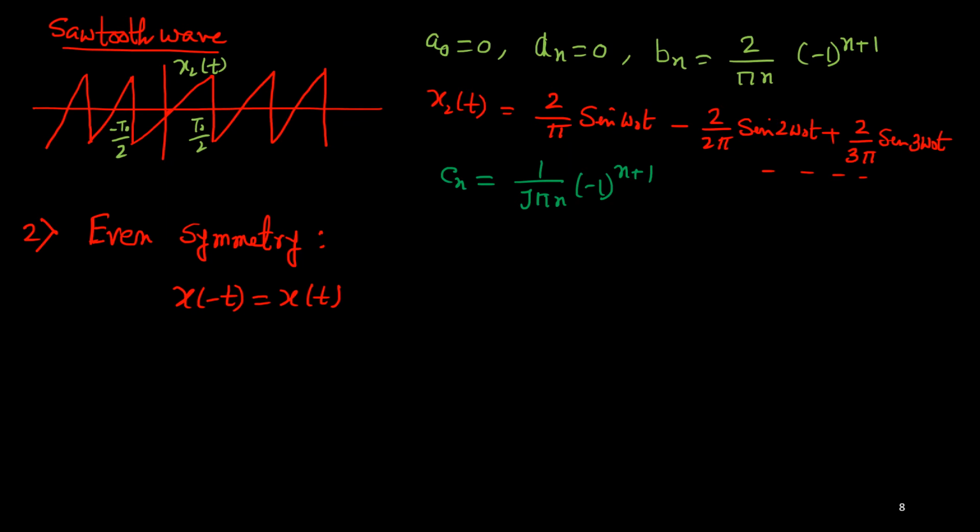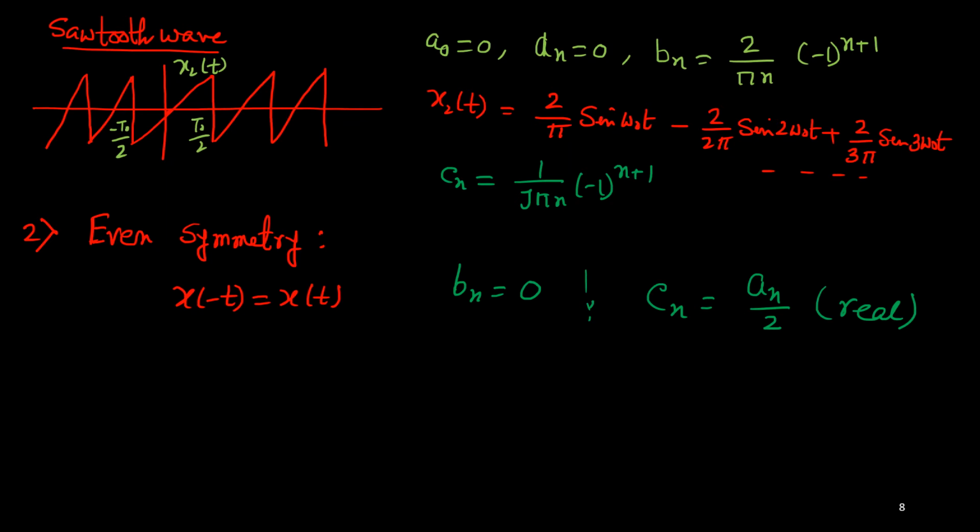So here we can easily say that bn for this one is sure to be 0. But an and a0 may not be 0. Okay, so if bn is sure to be 0, then what is your Cn in exponential form? In exponential form, it is an by 2 only. So I am considering a real signal. If it is real, an is also real. So Cn is real. That is important.